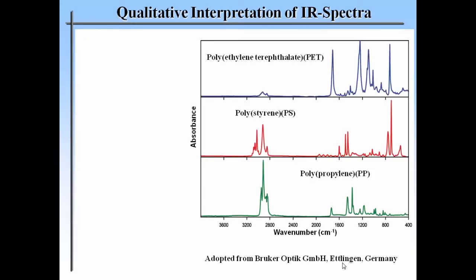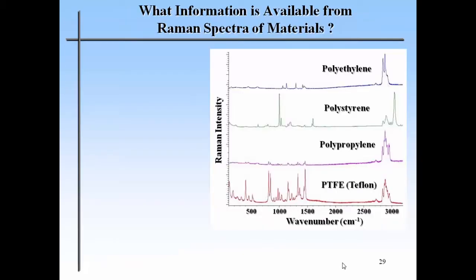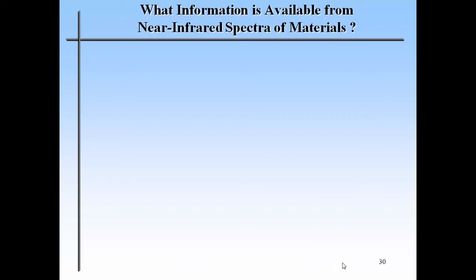Just a few examples. Mid-infrared spectroscopy, different polymers give you absolutely different spectra, and these spectra are fingerprints, forensic fingerprints of this polymer. Now I show you the same with Raman, and I show you the same with near-infrared.